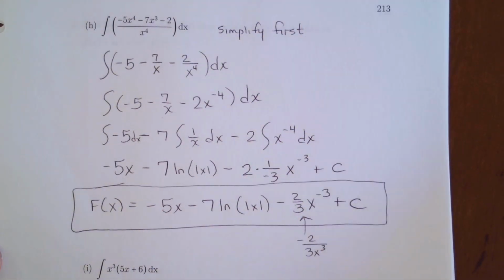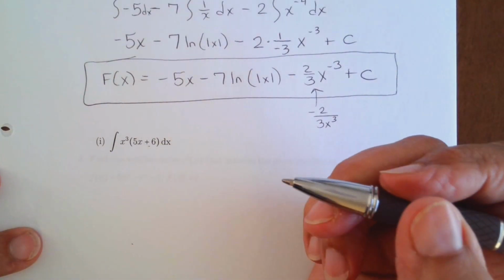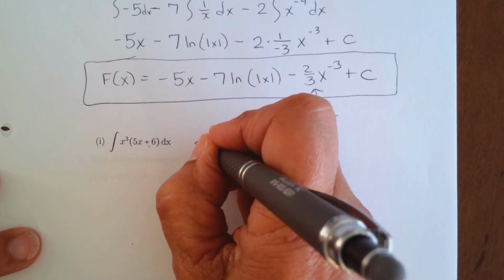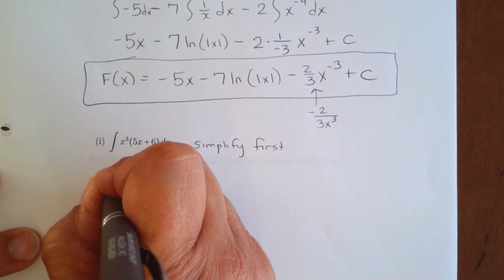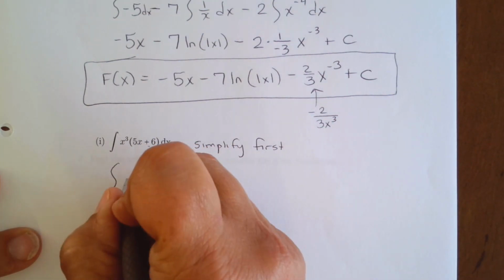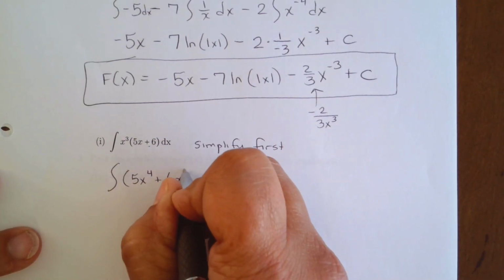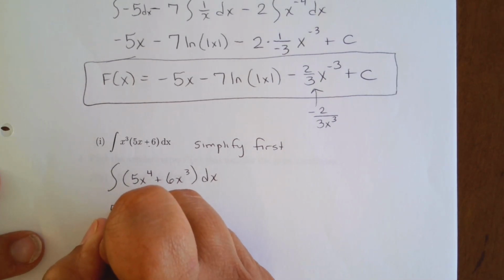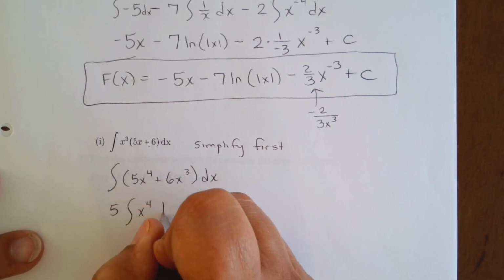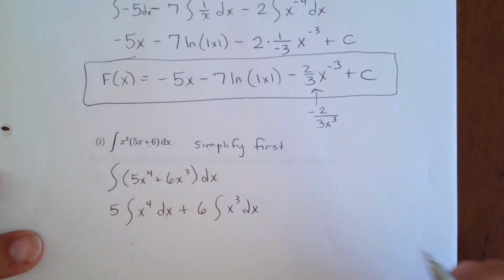All right, part I. Again, this is multiplication. There is no product rule for anti-differentiation. So we want to simplify first. Okay, so we're going to just multiply. x cubed times 5x is 5x to the 4th. x cubed times 6 is 6x cubed. That's what we're going to integrate because now we have individual terms. All right, so bring the 5 out, that's a constant, and just integrate x to the 4th. Bring the 6 out front and just integrate x cubed.